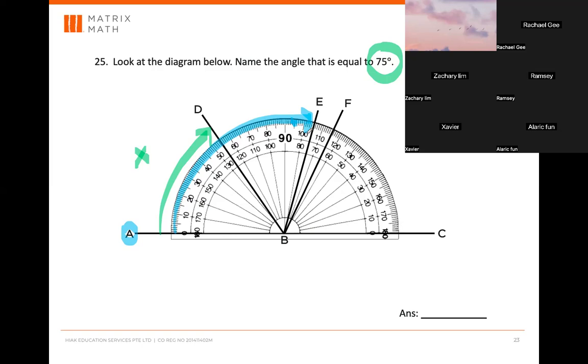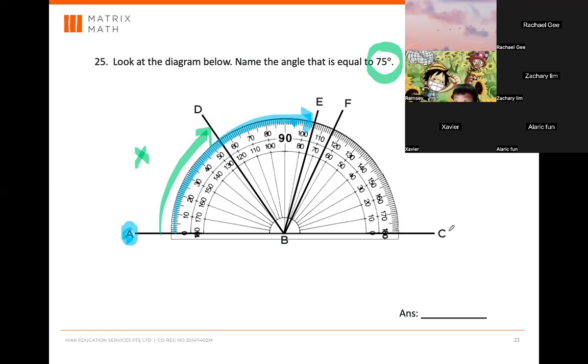This is not 75. You are looking at the outer side because you start from A here. So when you start from A, you should find your 0. Everything when we measure, we start from 0, right? Okay, so therefore, A, B, E is not 75, but 105.